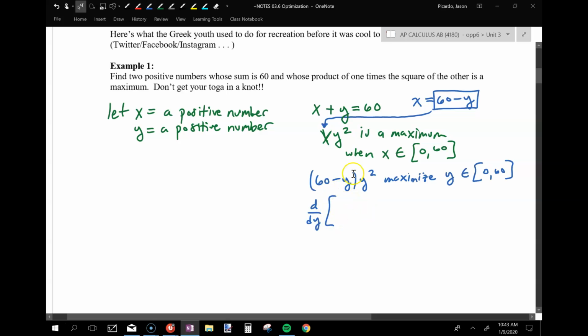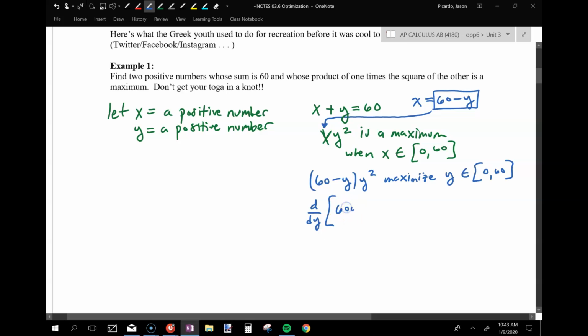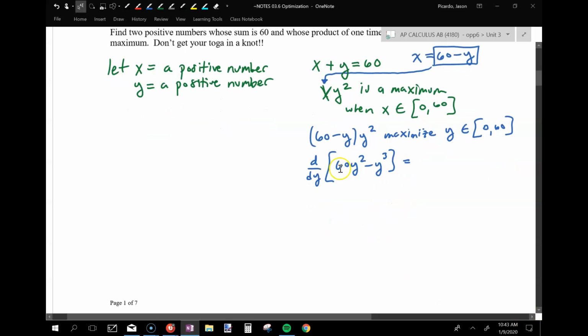Okay? So we're going to determine d dy of, is it okay if I distribute the y squared? So of 60y squared minus y cubed, right? So find the derivative of this. What's the derivative? 120y minus 3y squared, right? So there's my function as a derivative now.